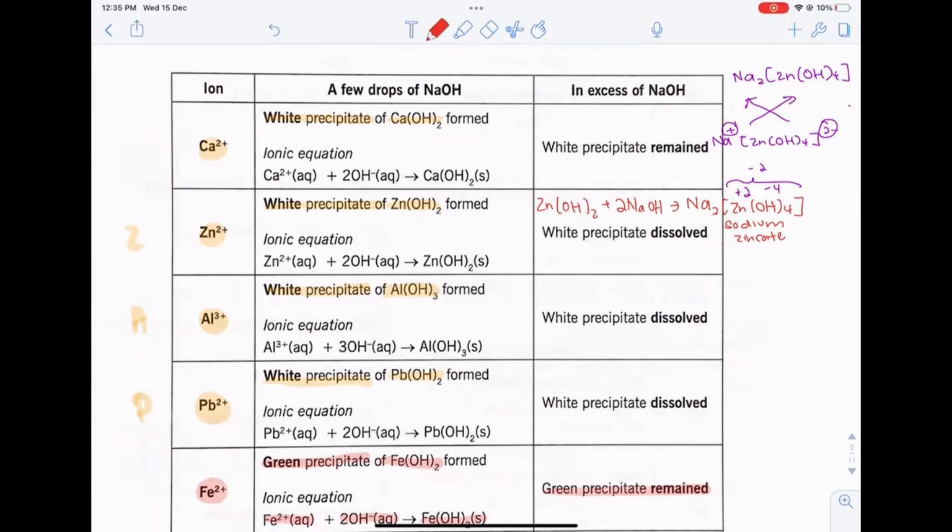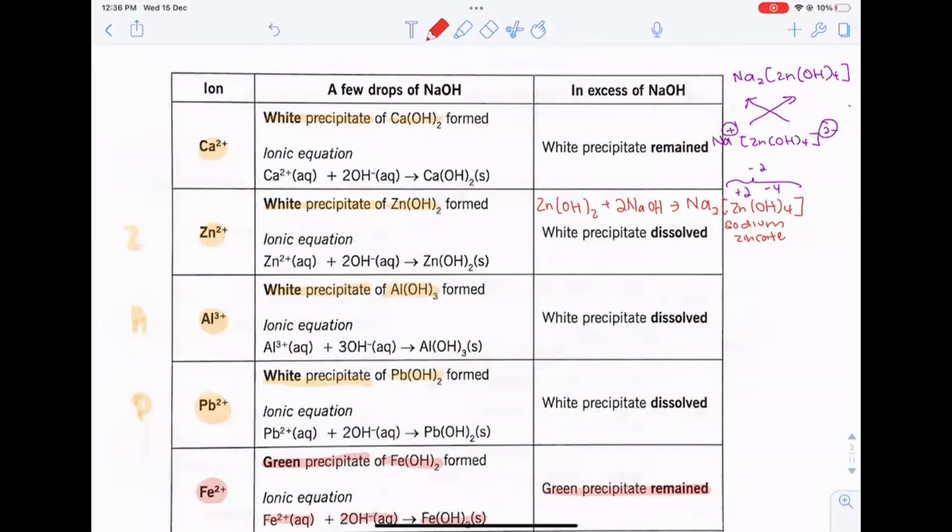You have, again, 4 on the left, as well as 4 on the right. You have 1 zinc on the left, 1 zinc on the right, and 2 Na on both sides. Okay, done. This is balanced. Okay, next. What about aluminium hydroxide?